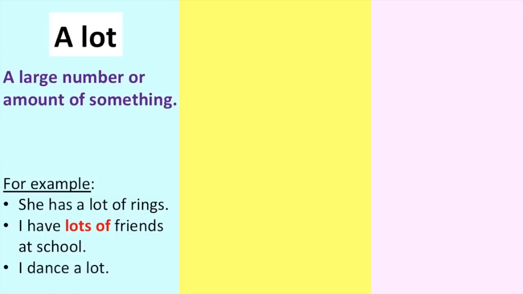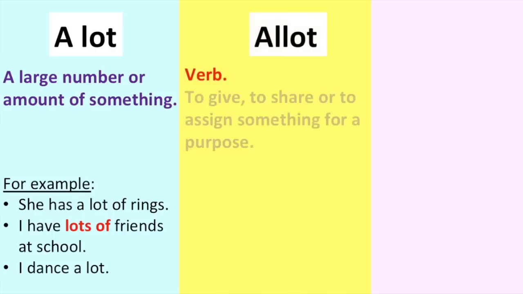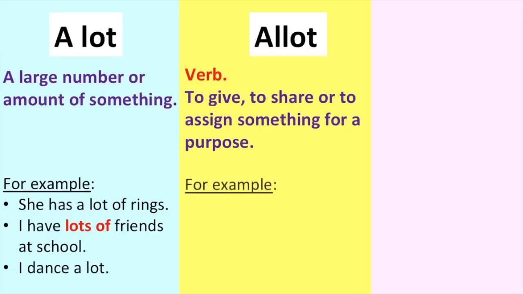I dance a lot. A lot. This is a verb and it means to give, to share, or to assign something for a purpose. This may sound confusing, but it's very simple. Let's go through some examples.